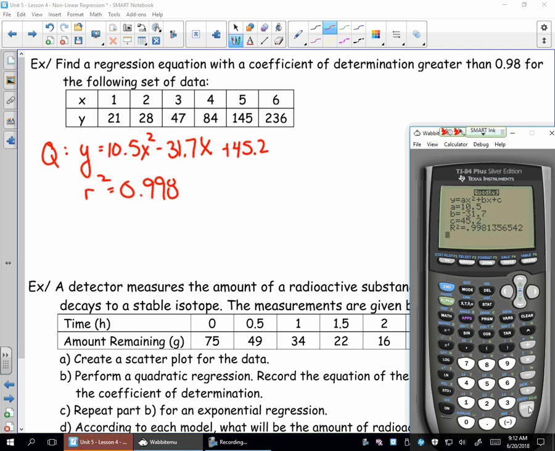But what if I tried a different one? What if I tried, I don't know, a cubic function? That's the next one down. What do we get for that one? An r² value of 1 for cubic. What would the model be? Well, y equals 1x cubed, no b's, so 0 b's.